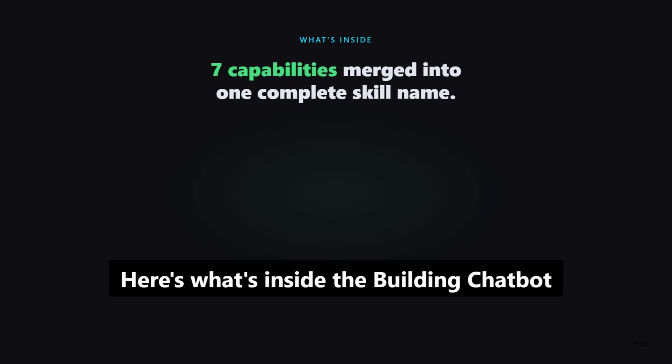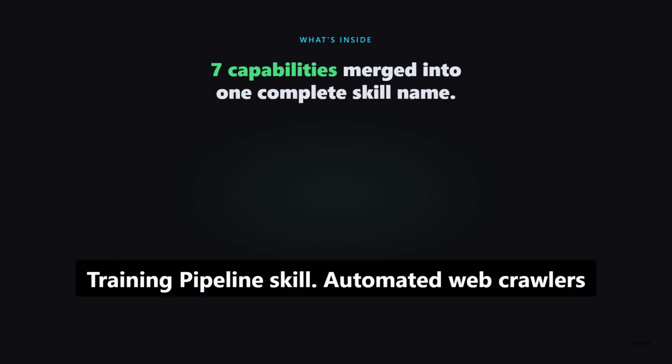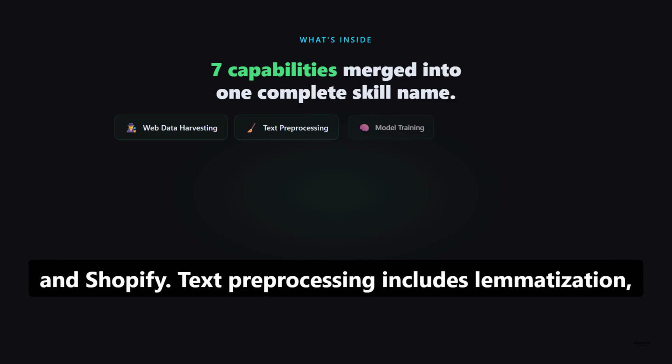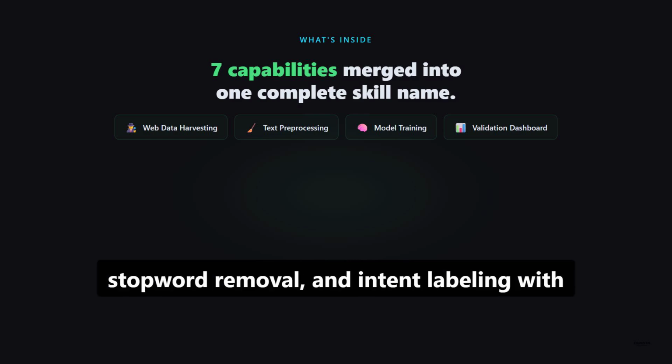Here's what's inside the Building Chatbot Training Pipeline skill. Automated web crawlers harvest conversational data from Zendesk, Twitter, and Shopify. Text preprocessing includes lemmatization, stop word removal, and intent labeling with TextBlob.